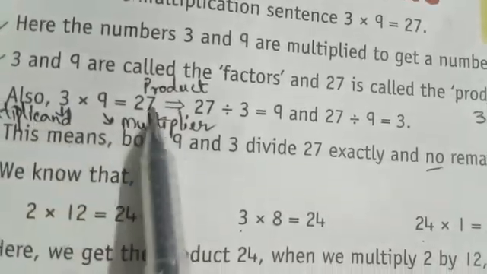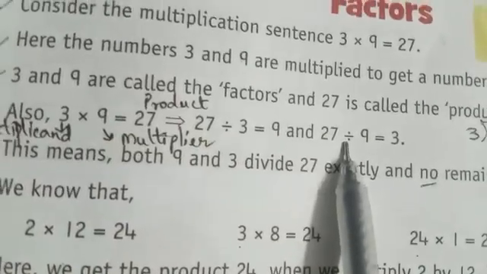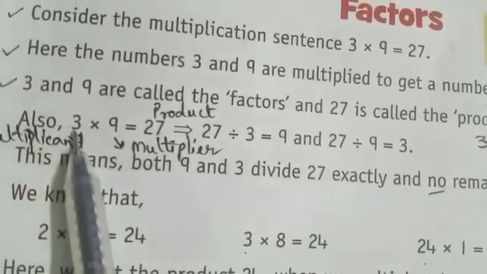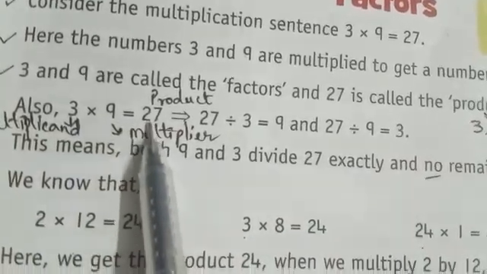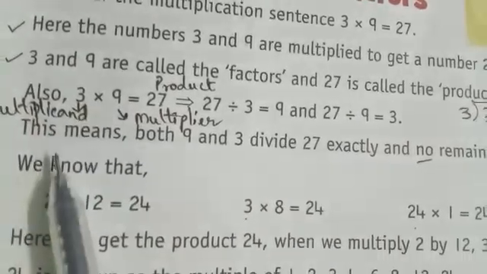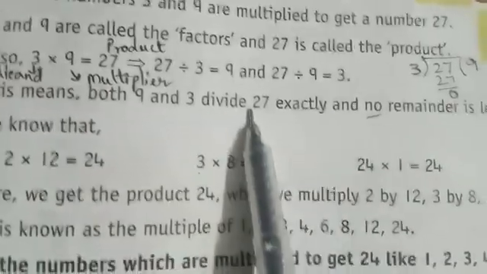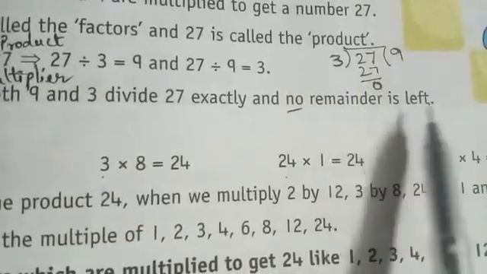From this multiplication, we can write two division statements. That is, 27 divided by 3 equal to 9. And the second one is 27 divided by 9 equal to 3. This means both 9 and 3 divide 27 exactly and no remainder is left.